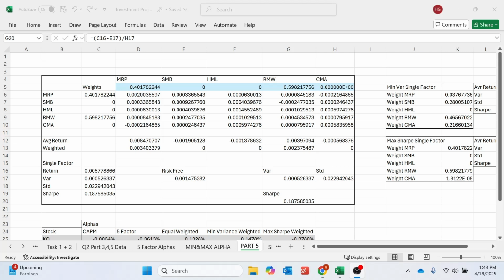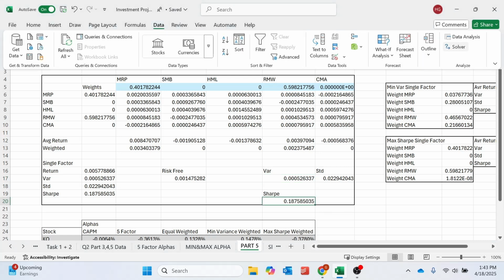The returns is just your average return of the portfolio times its weight, and then you sum those up, and then the variance is calculated using a cross multiplication of the whole table. In order to get the Sharpe ratio, we use Solver to maximize this Sharpe ratio here.